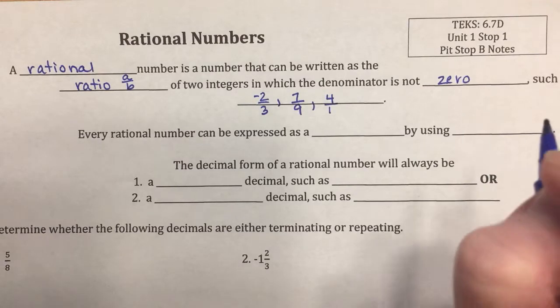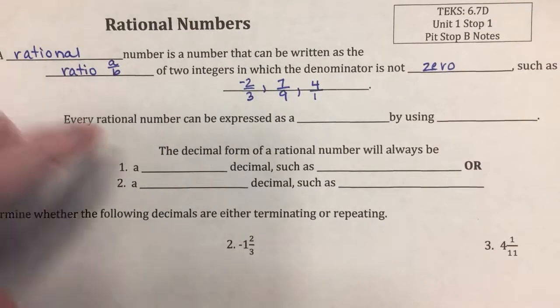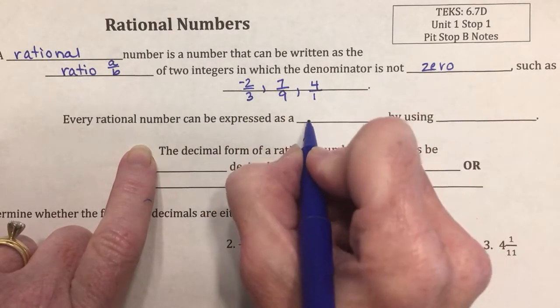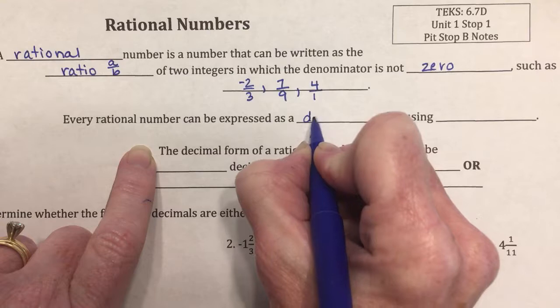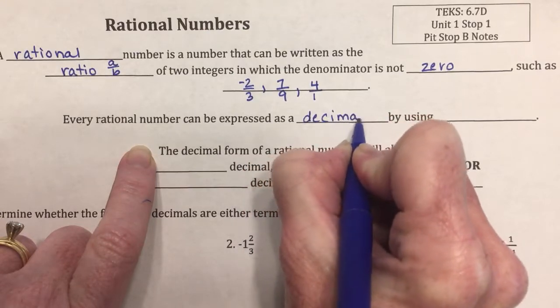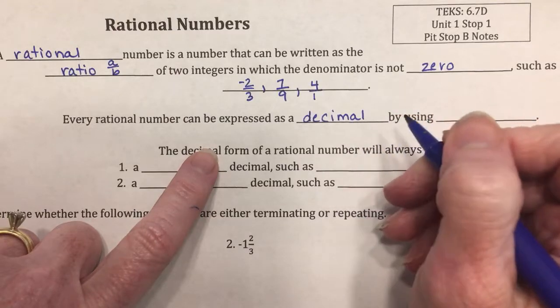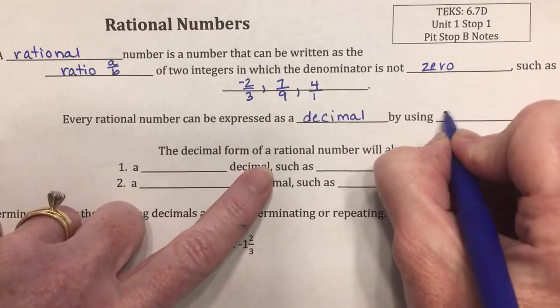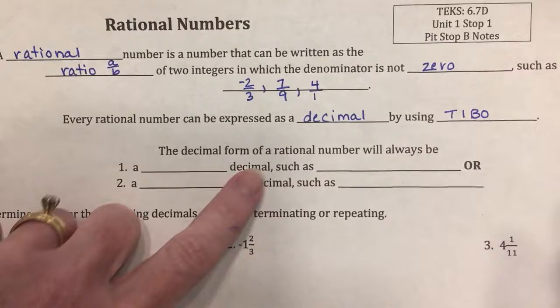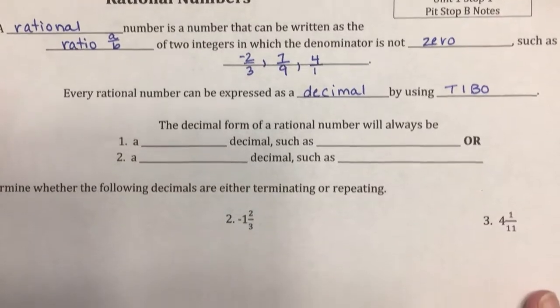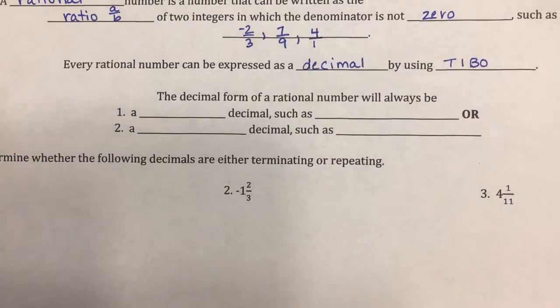All right, so another way to identify rational numbers is to know that every rational number can be expressed not just as a fraction, but as a decimal. And if you watched the last video, the way you can change a fraction to a decimal or a ratio to a decimal is by using TIBO, which again stands for top in, bottom out. All right, if you didn't see that last video, then I'll show it to you in just a minute.